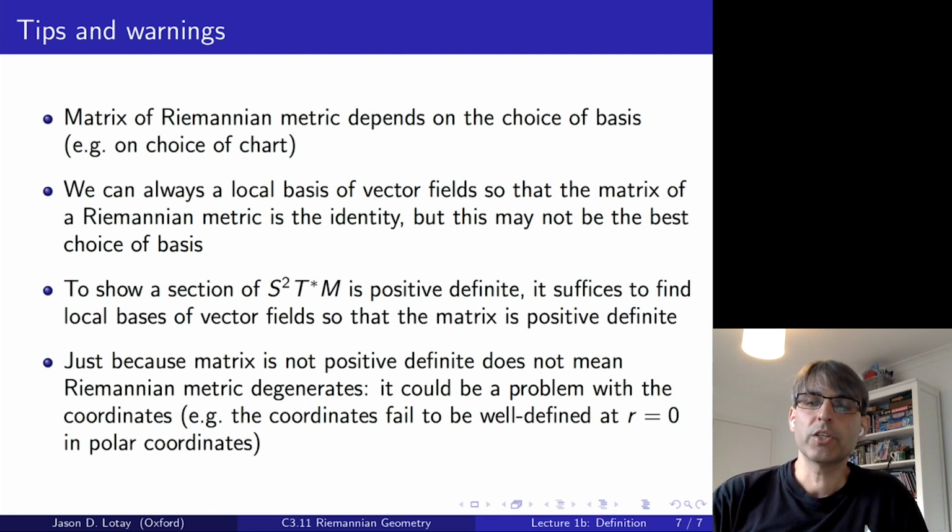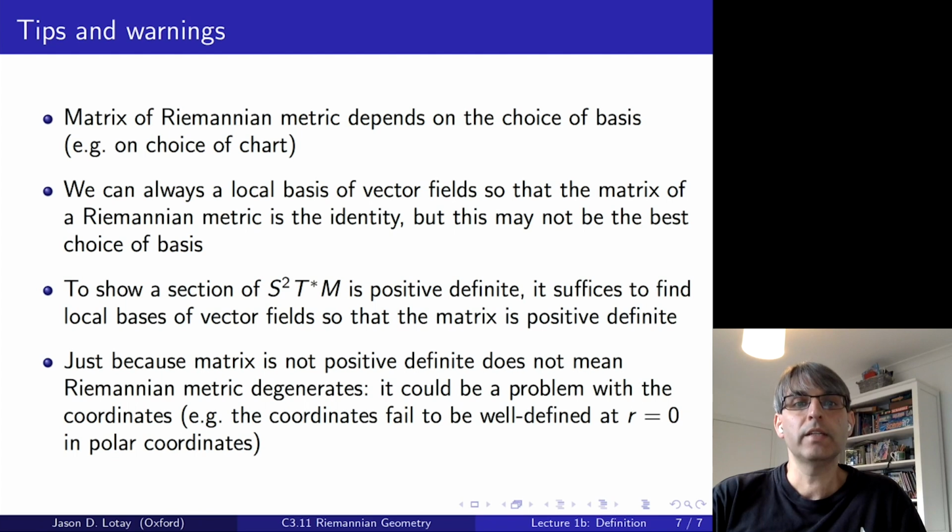Okay, so in this lecture, we have seen the definition of Riemannian metric and Riemannian manifold. We've seen the basic example of the Euclidean metric, and we've seen how changing the basis can change the matrix of smooth functions that we find. And we've also seen that understanding this matrix is enough to understand a Riemannian metric locally. This concludes lecture 1.